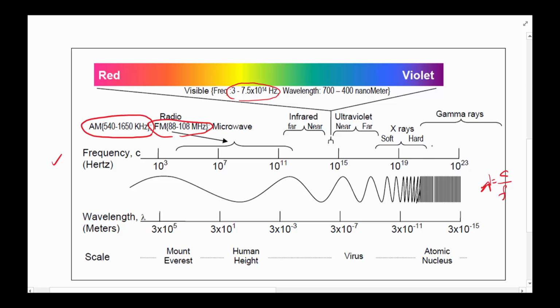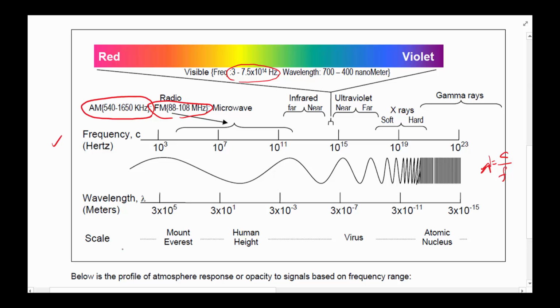So X-ray. If you go to the doctor to get your X-ray done, they're shooting you with waves that are in this range of frequency and this range of wavelengths. This also attempts to give you a kind of scale of the wavelength. In other words, one complete cycle of a wave at 3 times 10 to the 5 will take the whole height of Mount Everest to finish.